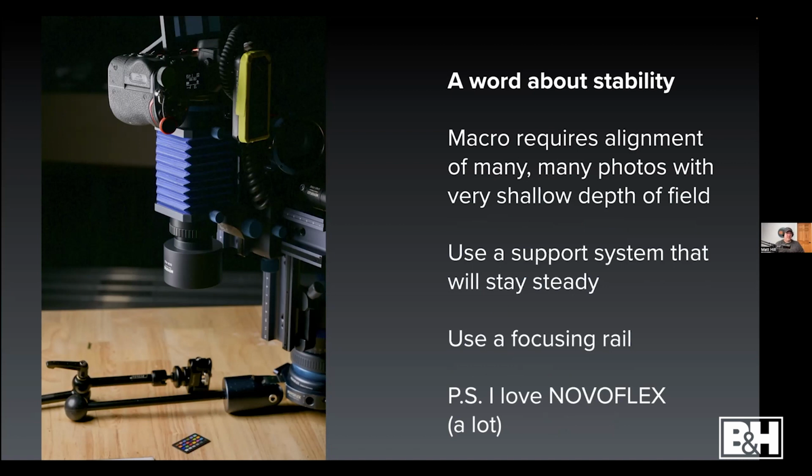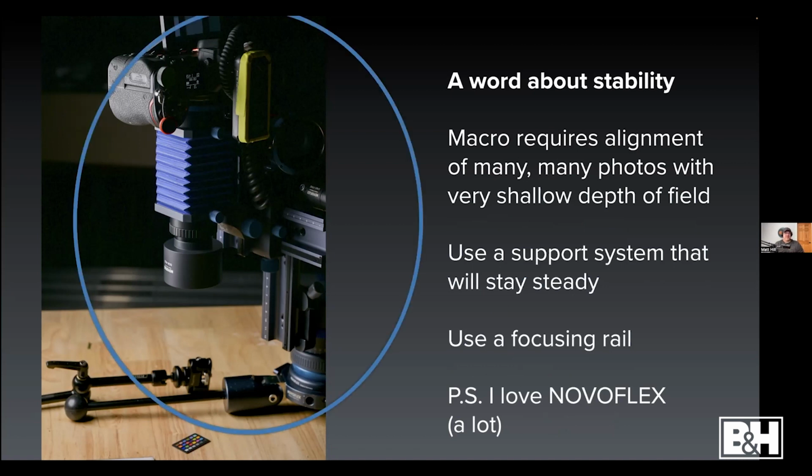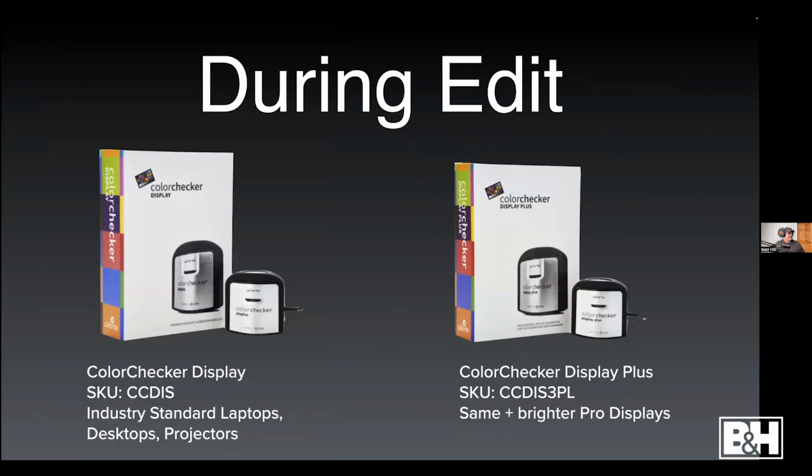Now, I just want to say a word about stability. Macro requires alignment of many, many, many photos that are very shallow in depth of field. They have to be aligned and then focus stacked. You should use a support system that will stay steady. You'll notice in my background or BTS images that I'm using NovaFlex. That's for a reason. It's rock steady. I love it. I also use focusing rails for repeatability to make sure my image focus stacks for macro have the appropriate travel distance in between them. And PS, I love NovaFlex. Thanks, guys, for making great stuff.